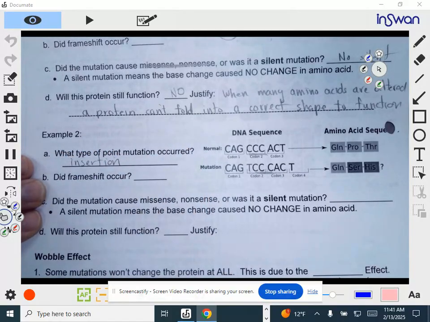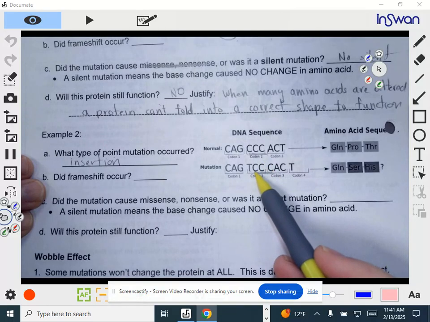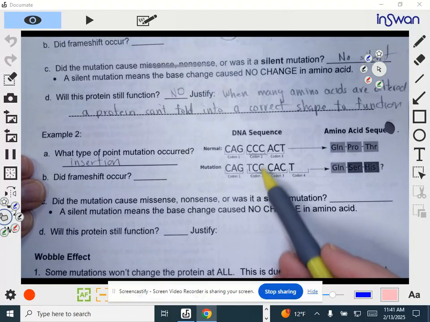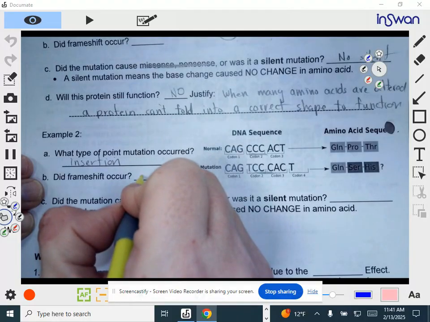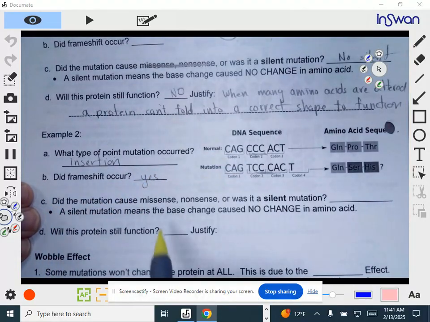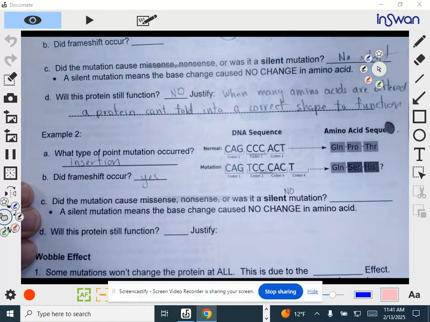Anytime there's an insertion or deletion of 1 or 2 bases, yep, frame shift occurs, because look at now, the CCCs, they've been shifted down. And so now our CCCs are in 2 codon frames and not all together in 1. So that's what it means with frame shift. So yes, it occurred. It was definitely not a silent mutation.